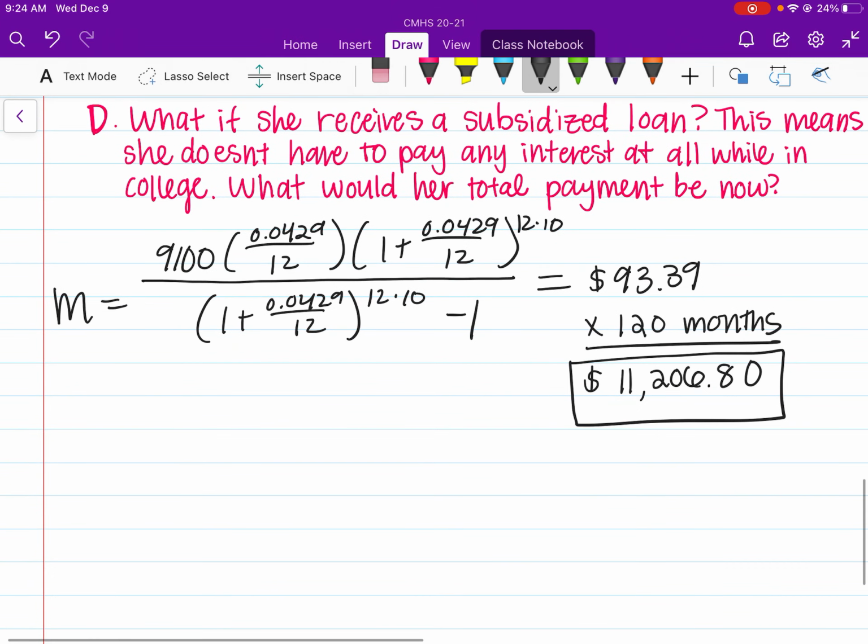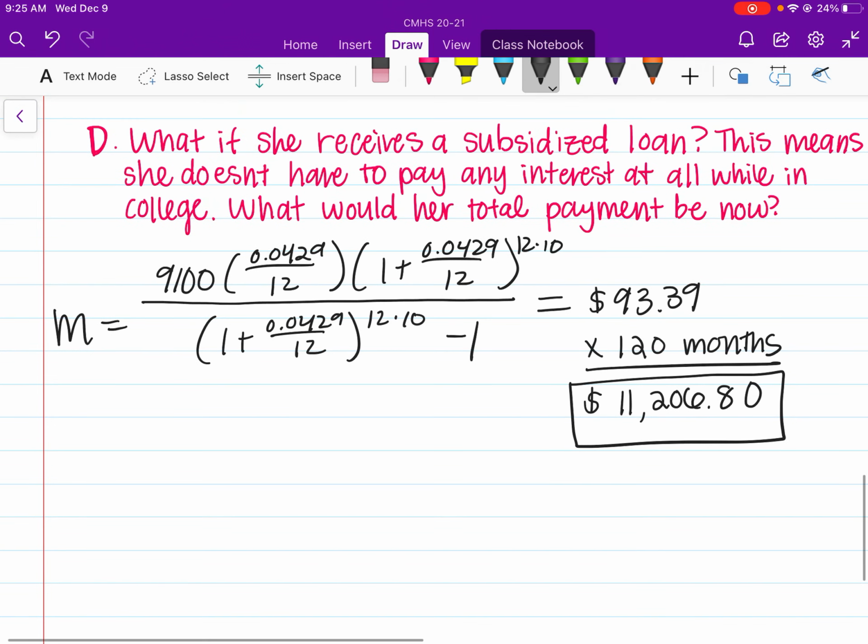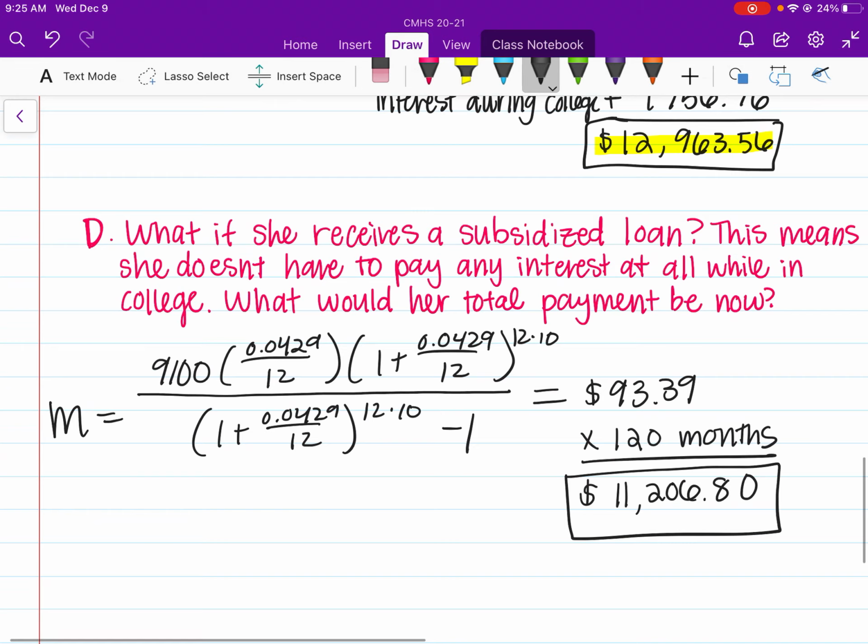If you have a subsidized, if you haven't, whatever. I don't know what I'm saying anymore. Basically, she doesn't have to pay interest at all. So that is the original kind of thing. I don't know what I'm saying. I'm just going to stop.